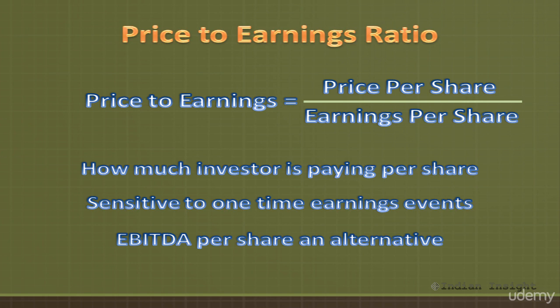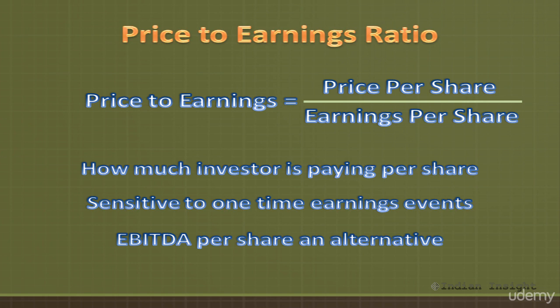EBITDA per share is calculated using earnings before interest, taxes and depreciation. It can be used to eliminate the effects of different levels of fixed asset investment across companies. This facilitates comparison between companies in the same sector but at different stages of infrastructure maturity.